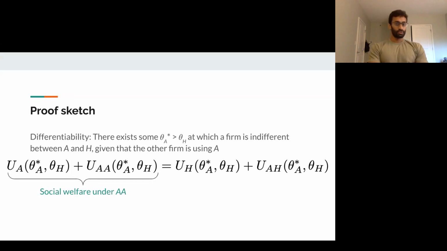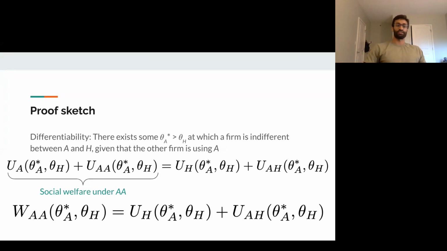We're going to start with the following observation. This left-hand side here, which is the value of using the algorithm, is actually equal to the social welfare if both firms use the algorithm, because you get the utility from the first firm using the algorithm plus the utility from the second firm using the algorithm. So this is social welfare. I'm just going to plug that in: the left-hand side becomes the welfare, and the right-hand side stays the same.